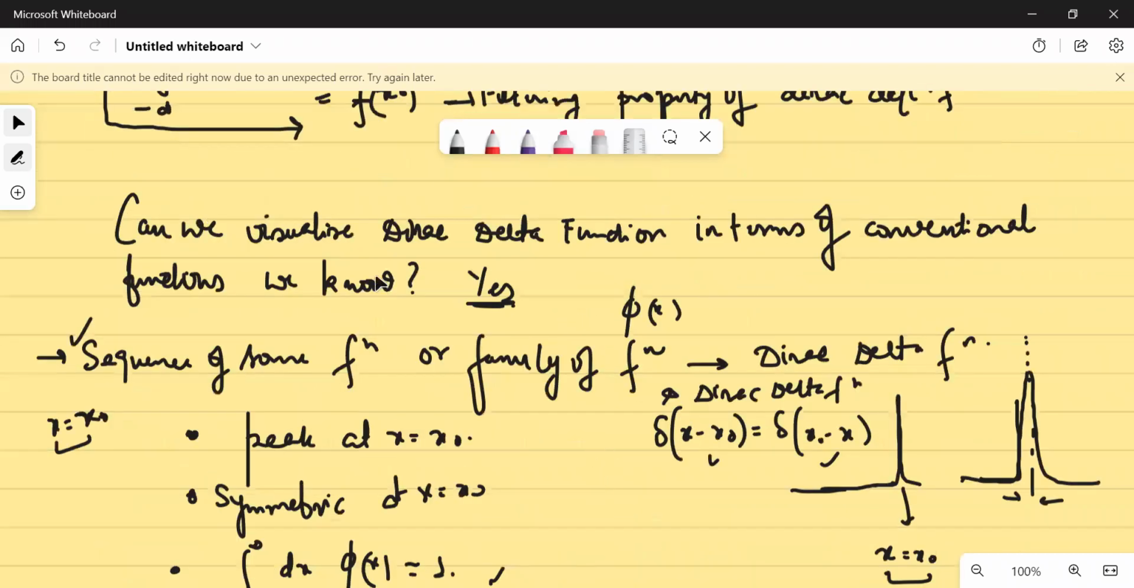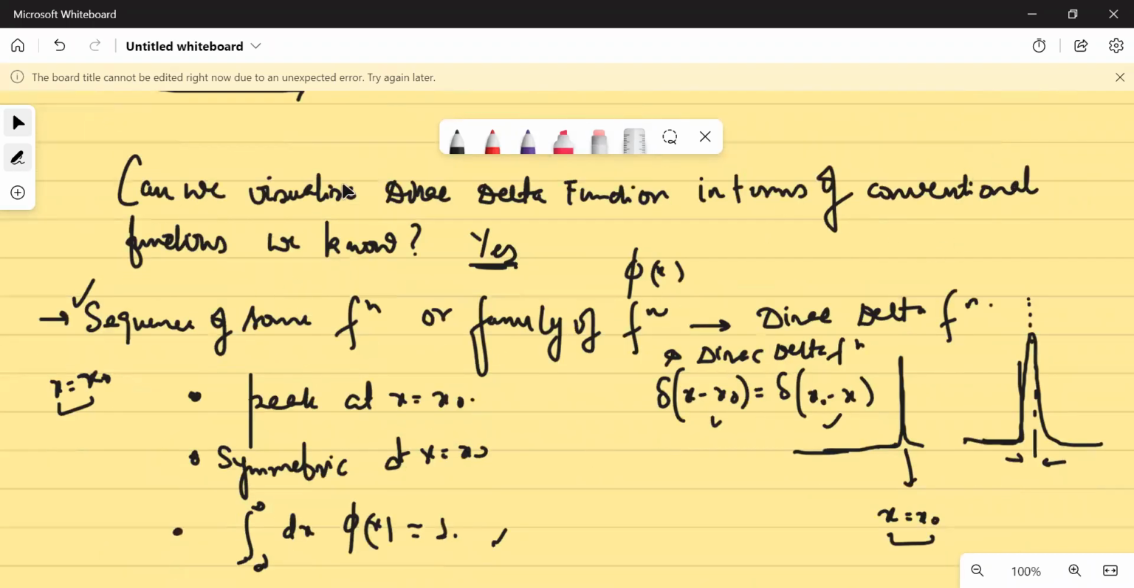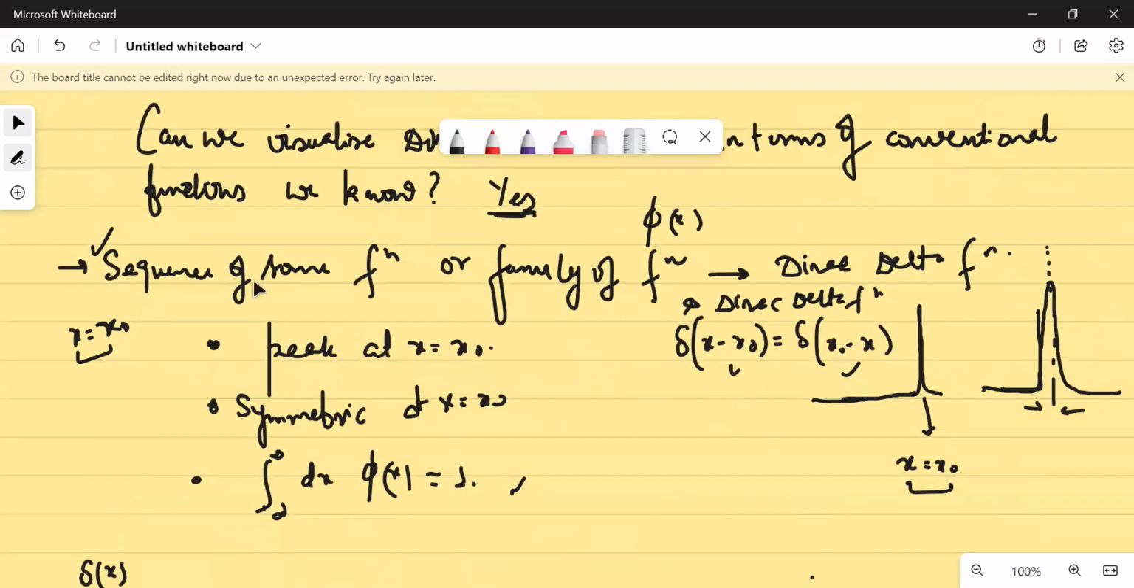Now, another thing is, in terms of conventional functions, can we really visualize the Dirac delta function? The answer to this question is yes. We can see some.